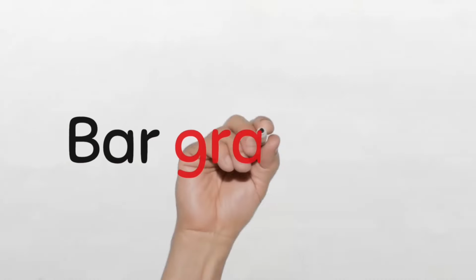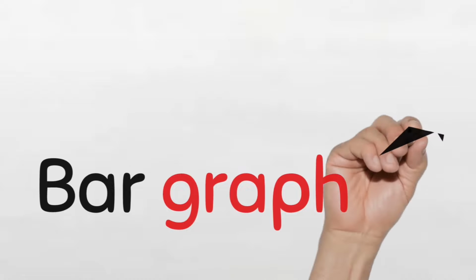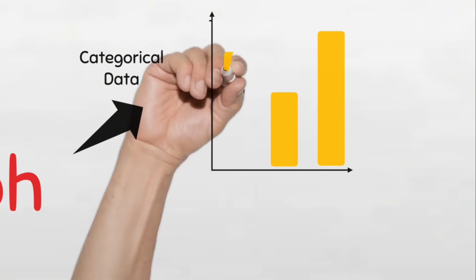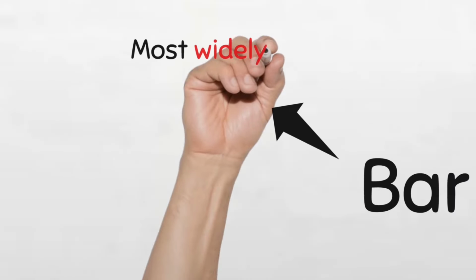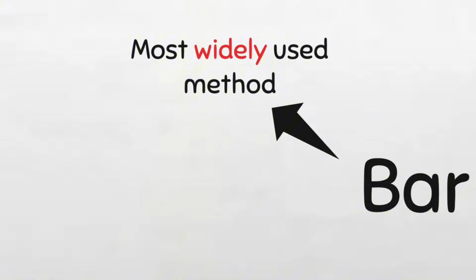A bar chart, also known as a bar graph, is a diagram that shows categorical data using rectangular bars, where the heights of the bars are proportional to the values they represent. It is the most widely used graphical method of data presentation.